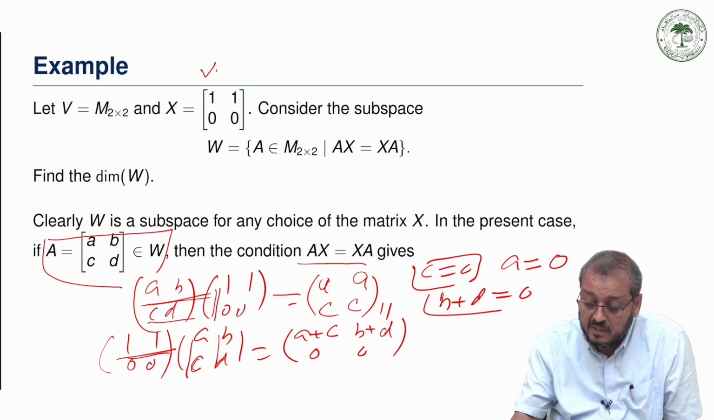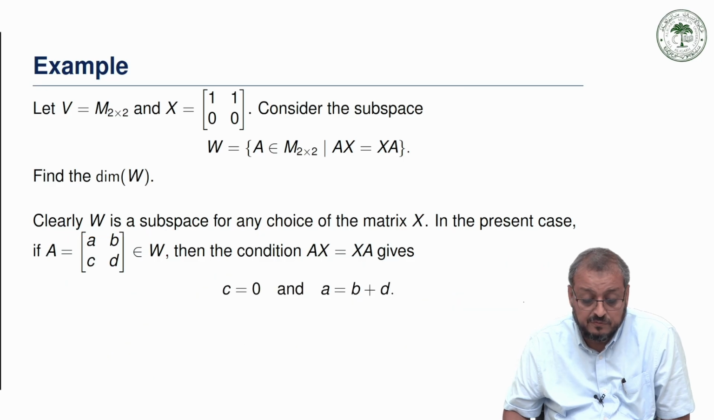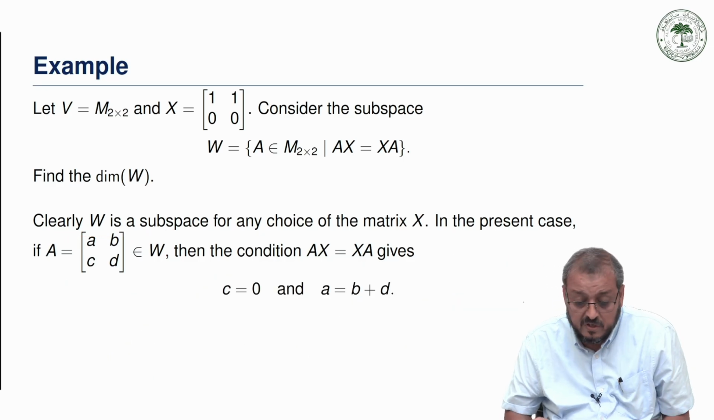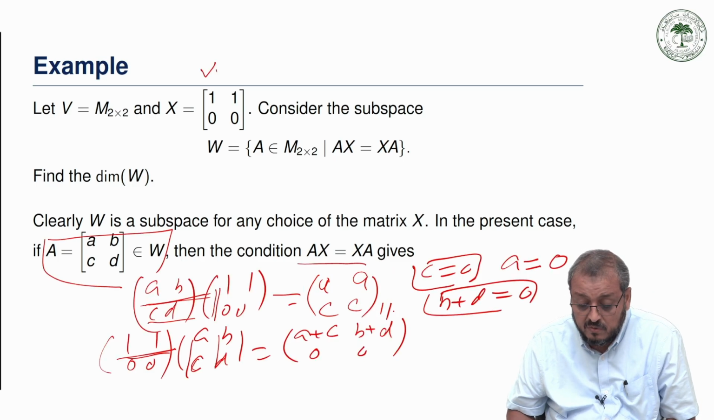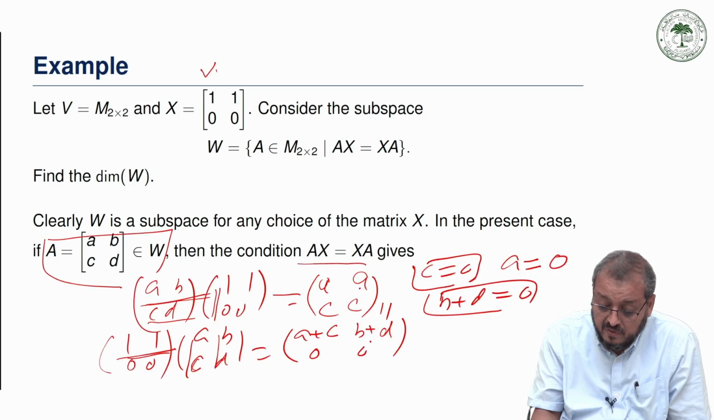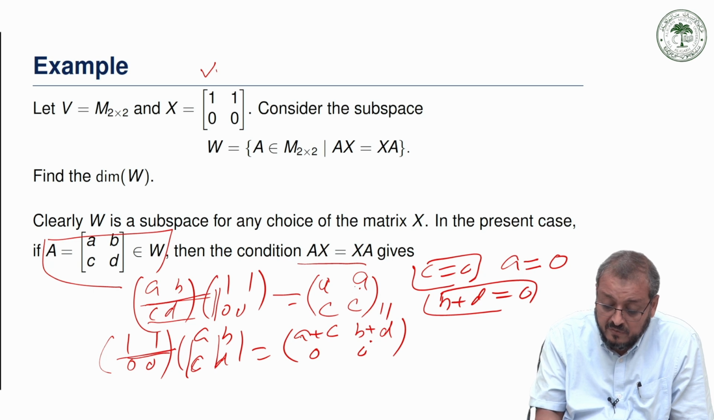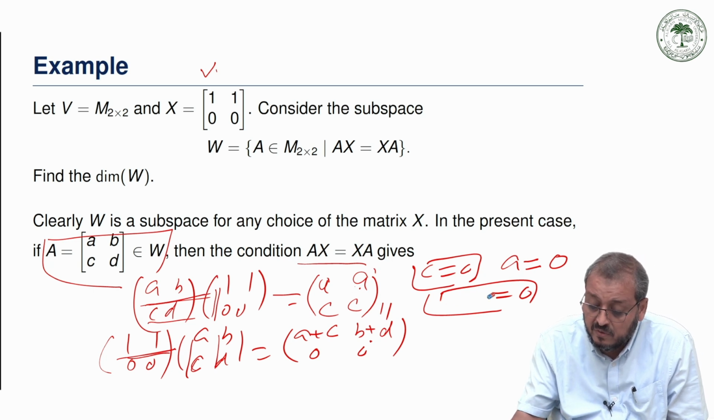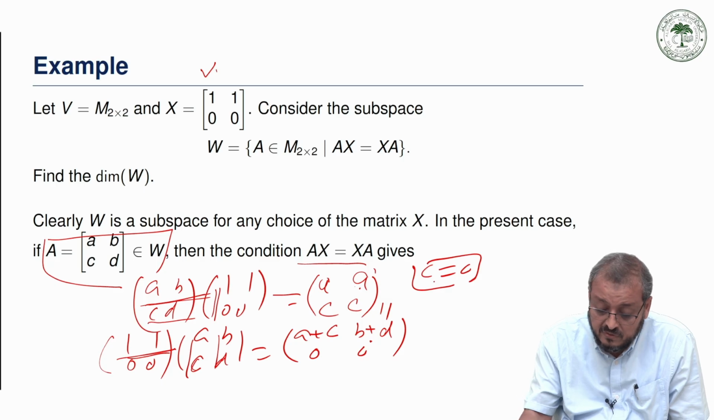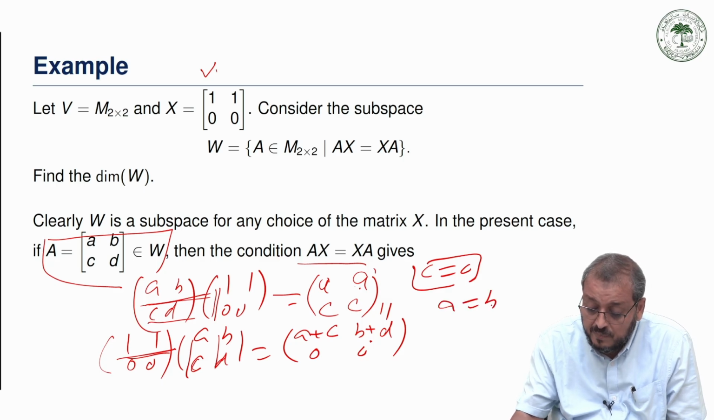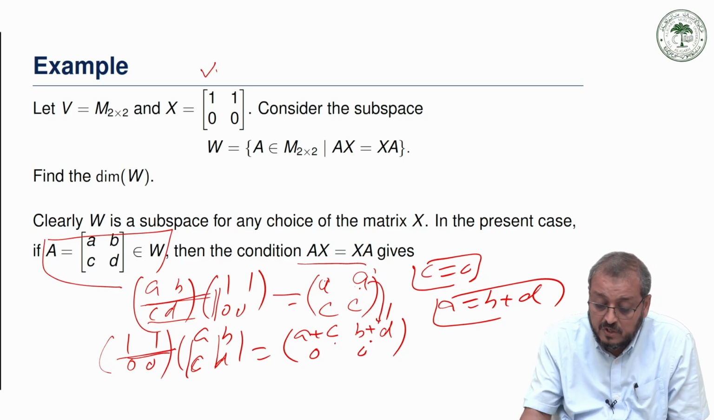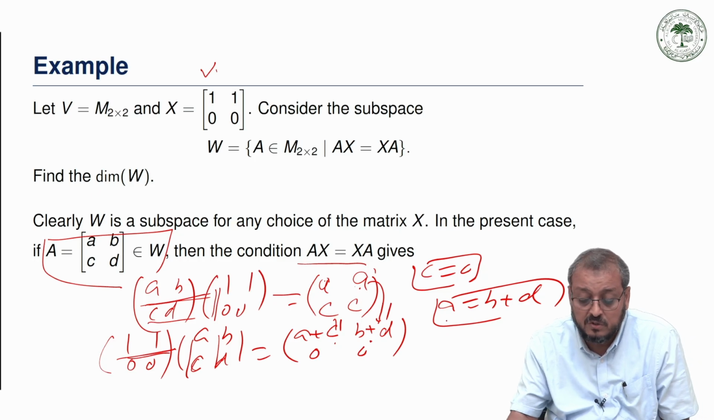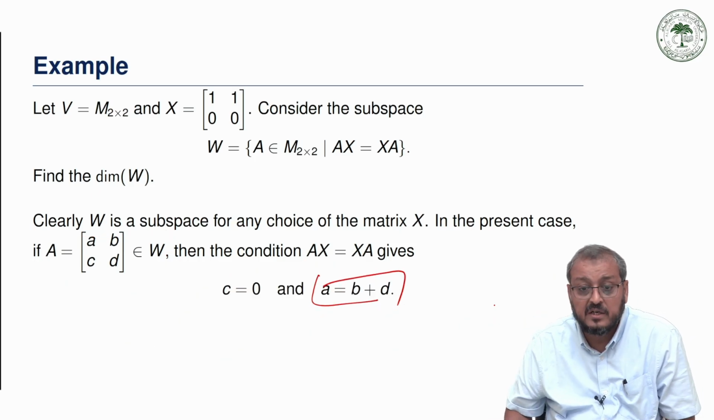So you have the matrix of this form. So C is equal to 0 and A is equal to B plus D. So this means C is equal to 0, then A is equal to B plus D from here. These two elements are the same because C is equal to 0, so by equating these two we get C is equal to 0 and A is equal to B plus D.